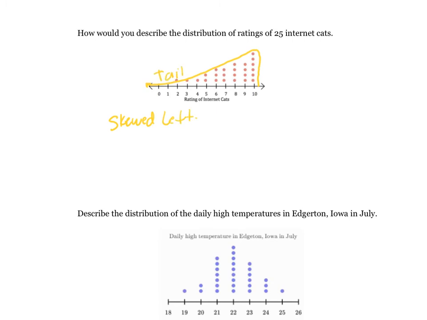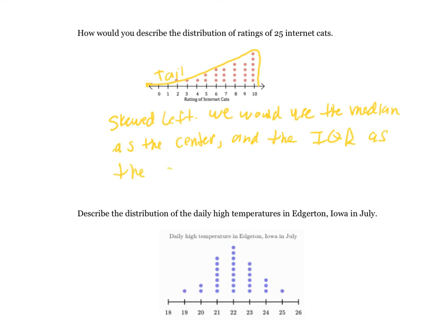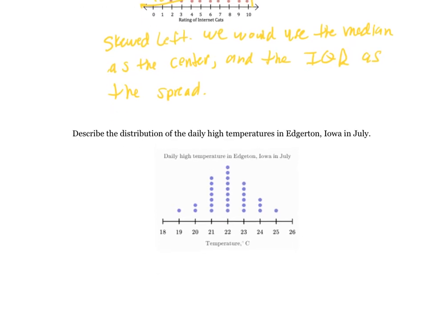And in a skewed distribution, we would use the median as the center, and the IQR as the spread. And that would be the same thing if this had been skewed right. We would have also used the median and the IQR.